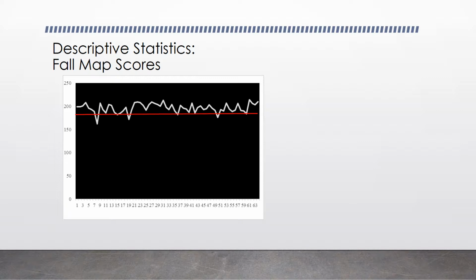Here is a section for my descriptive statistics. First, I have my fall MAP scores. The central tendency that I will use will be finding the median and determining how many students scored above the median. The median for my fall MAP scores is 196, and 32 out of 64 students scored above the median.